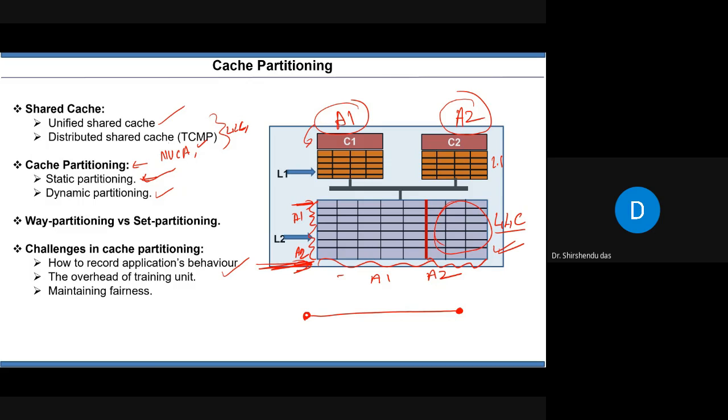The overhead of the training unit. Obviously there will be a training unit which will observe and train what should be the next partition, so there will be some hardware overhead for it. And maintaining fairness: when you are partitioning the cache among applications, you have to ensure that the partitioning algorithm is fairly dividing the cache among all the applications. So all these things we'll discuss. These are the challenges, and that's why people are still working on cache partitioning.